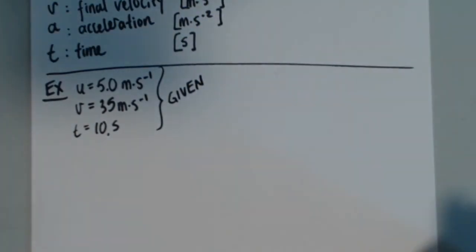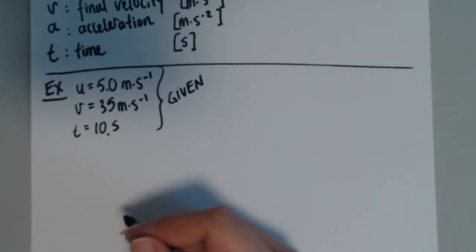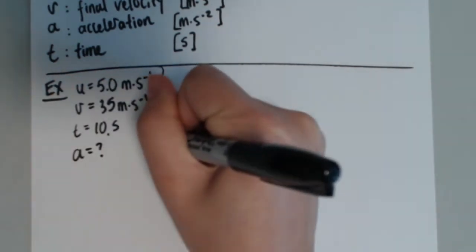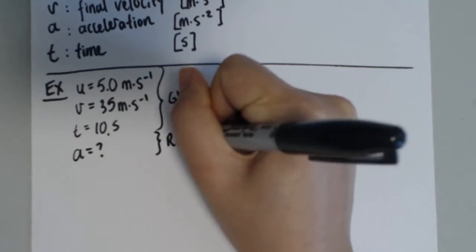This is what we've been given in the problem. What are we looking for? What's required? We're looking for acceleration. So A: given, required.